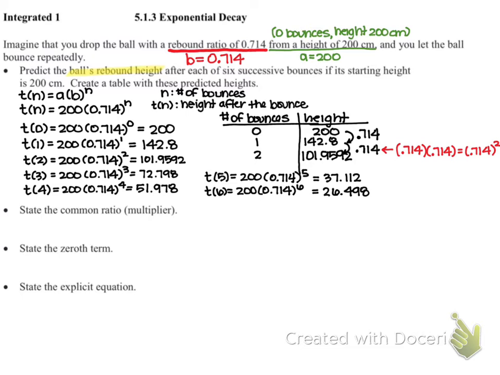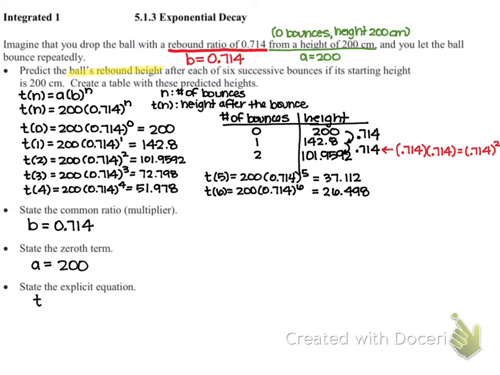State the common ratio or the multiplier. Well, it's that thing we kept multiplying by repeatedly, which in this case was the rebound ratio, was 0.714, and that is B in our equation. State the 0th term. Okay, 0th term was when the ball was not yet dropped. So its original drop height in this case, which was 200. All right, write the explicit equation. Well, we've already done it. It's up there at the top.